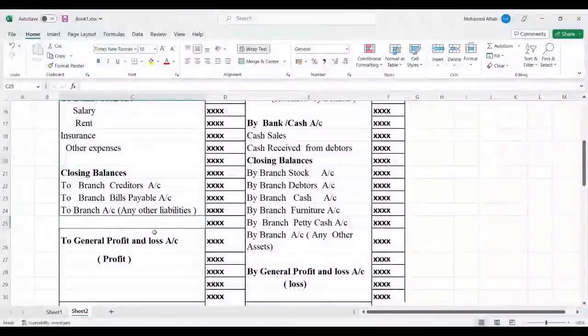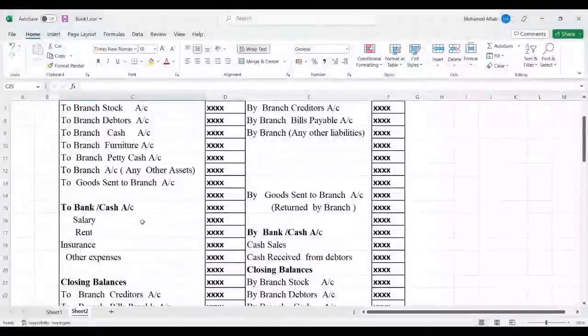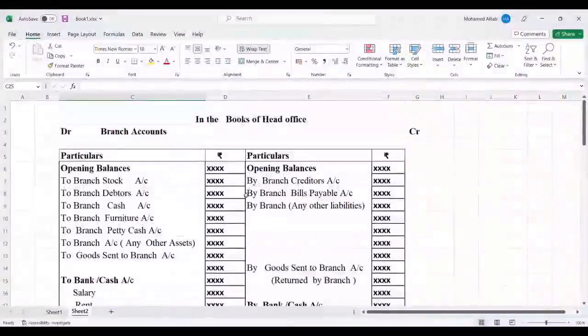That is loading price, that is included in closing stock and opening stock, and goods sent and goods returned. That we will discuss later on. So this is the format you have to follow.